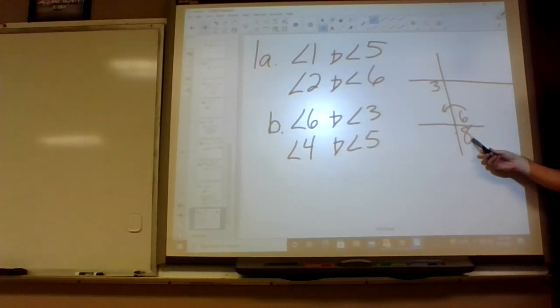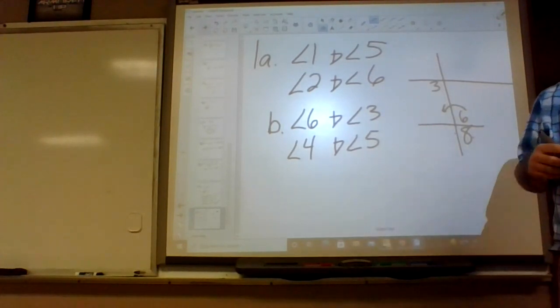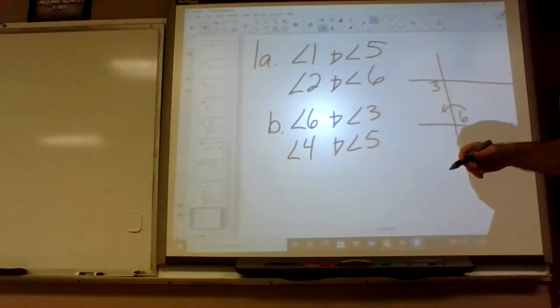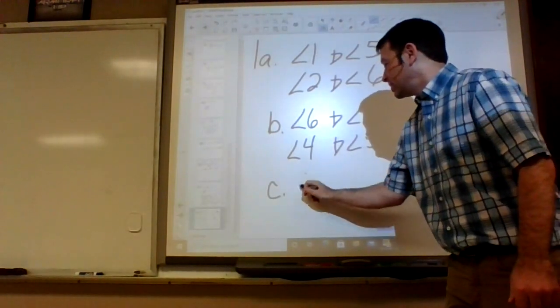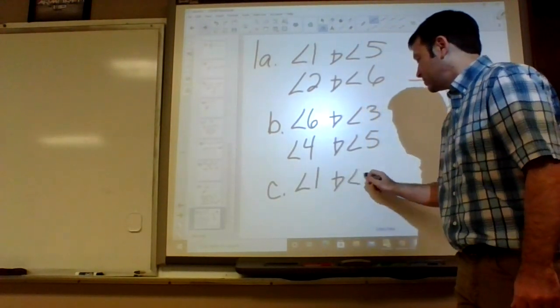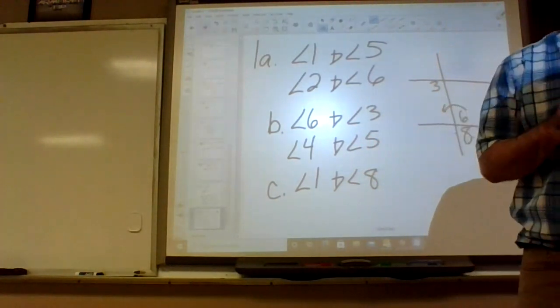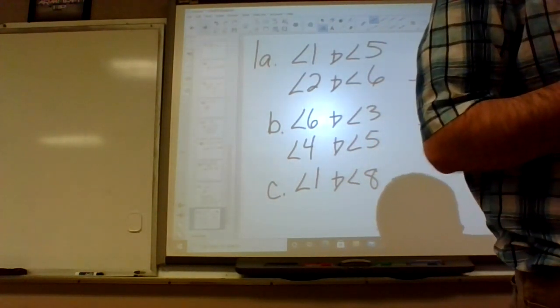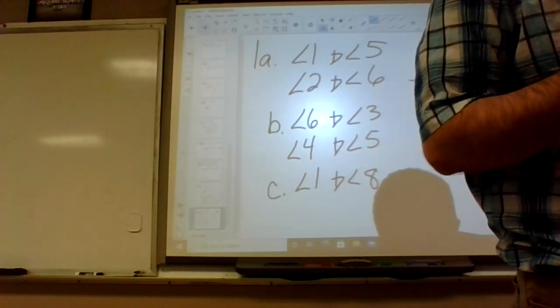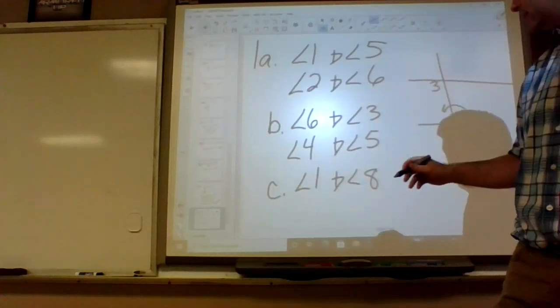So what would an alternate exterior angle be to 8? Actually, I'm not sure. I gotta look at the picture. Yes, angle 1. So it's angle 1 and angle 8. And what would the other pair be? 2 and 7.